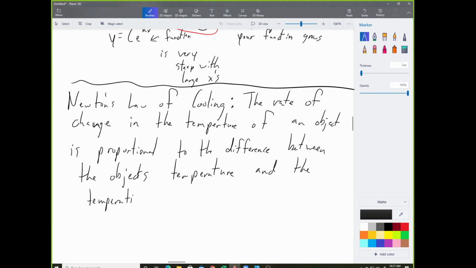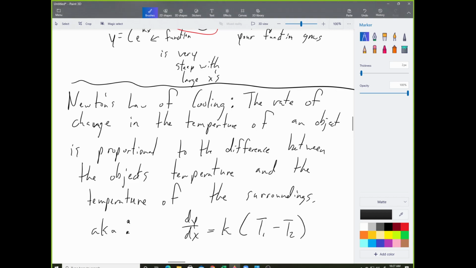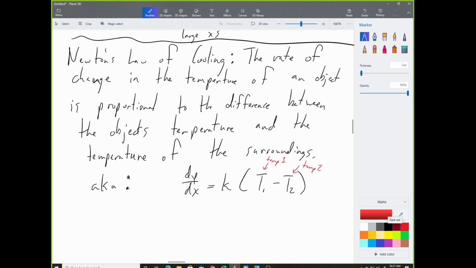So this is just stating what Newton's law of cooling is. Oh, I am going to modify this slightly because we're not going to compare it to x's. We're going to compare it to time. So I'm going to modify that variable.